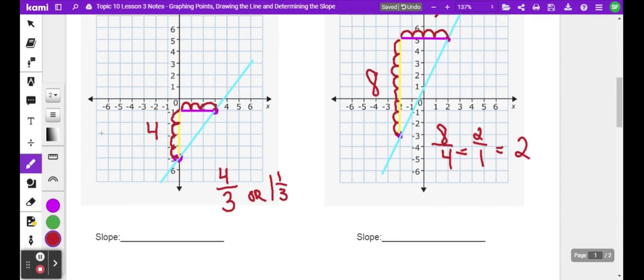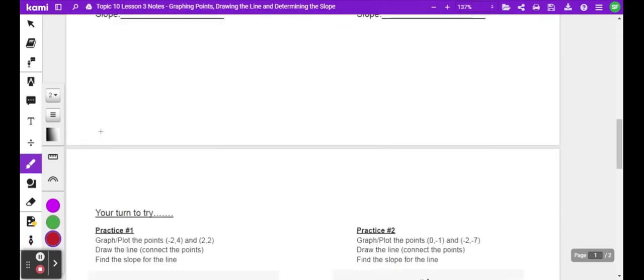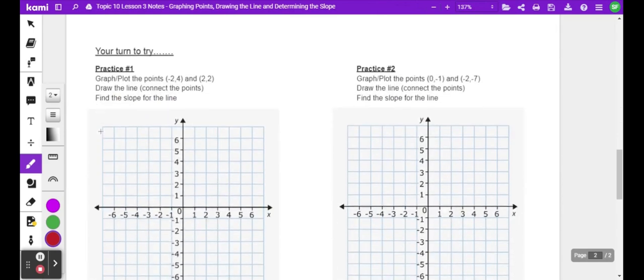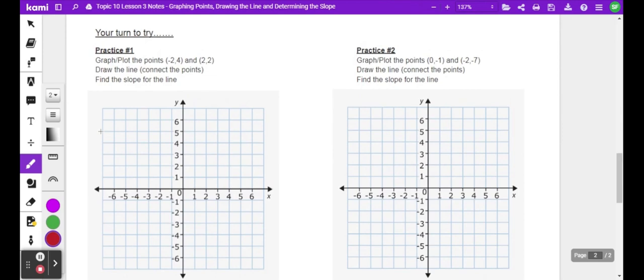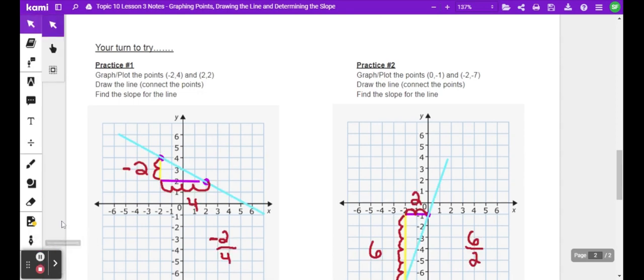I'd like you to go ahead and go down to the next page, and you can try the 4 practice problems on your own. Go ahead and plot the points. Use the straight edge or the ruler to connect your dots to make the line, and then find the slope for each line. And then you can check back in a few seconds to see the results.